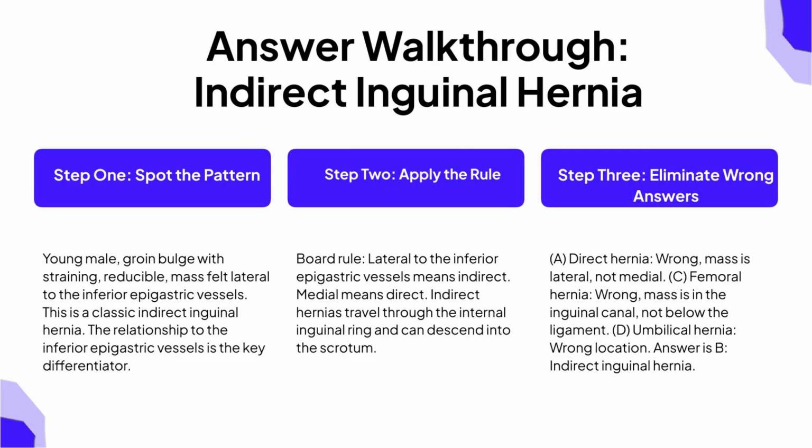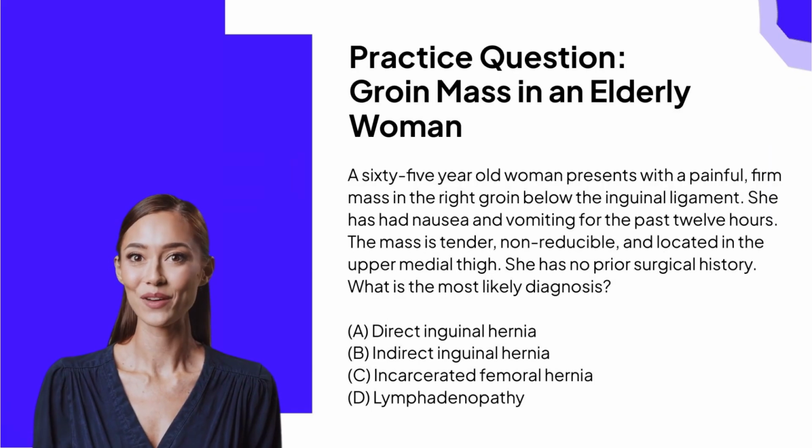Choice D, umbilical hernia, is wrong because the location is the groin, not the umbilicus. The correct answer is B, indirect inguinal hernia. Remember, when the boards give you the relationship to the inferior epigastric vessels, they are handing you the answer. Here is our second practice question.